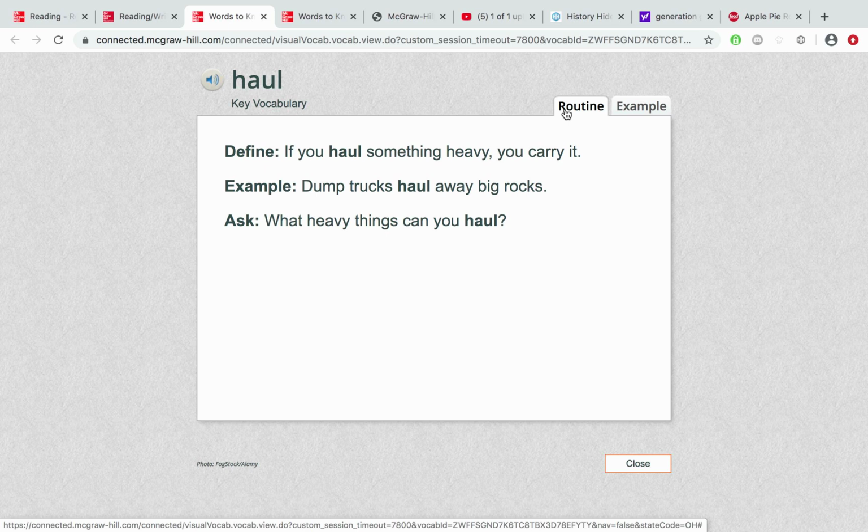So if you're carrying your pencil to your desk, that's not haul. But if you have a book bag full of lots of things, like we did on that last day, your school box, your workbooks, textbooks, you had to haul that all to the bus. That was pretty heavy.